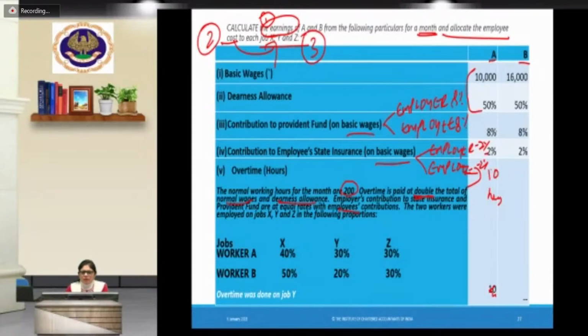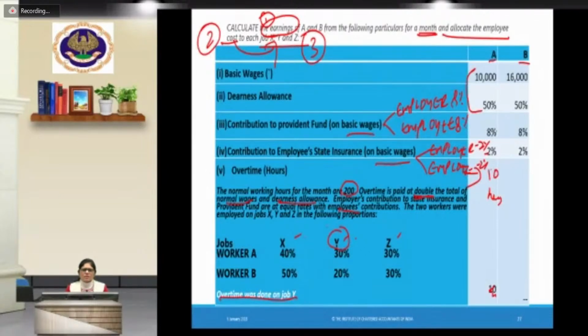Clear? Two workers were employed on jobs X, Y, and Z. So they are the jobs. Once we calculate the labor cost, then only we will allocate to the particular job. So always remember, the employee cost has to be allocated, not the earnings. We will not allocate the earnings to these jobs. These are the things where students make mistakes. And there's a very important piece of information: overtime was done on job Y only. So only worker A has done overtime, and only on job Y.